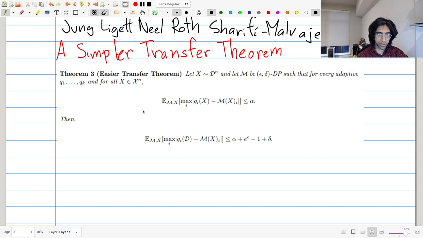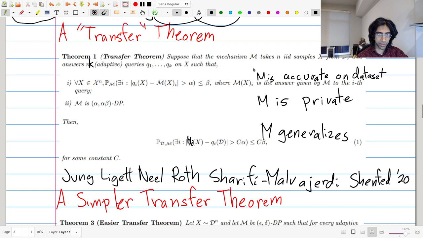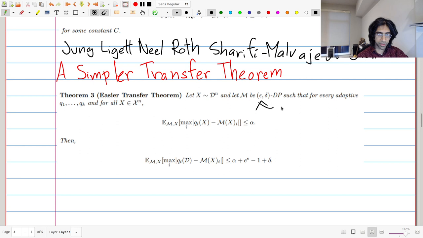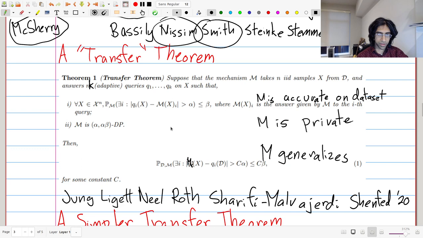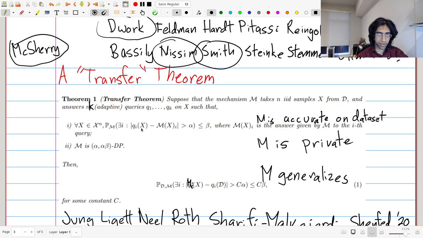Let X be a data set generated according to some unknown distribution, and let our algorithm be differentially private again. Remember there were two conditions here, that it's accurate and private. This one says it's private. And this other condition here says that it's accurate. Let's note that this is a slightly different notion of accuracy than before.